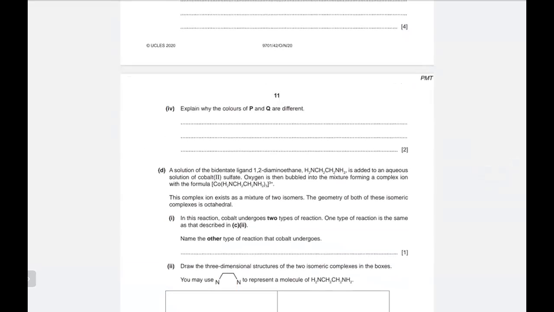Colors of P and Q are different because the types of ligands are different. The type of ligand, the oxidation state, the central atom type, everything affects color. So here the ligand type is different, so the color is also different.